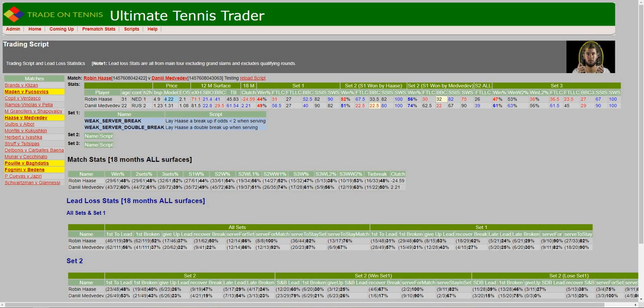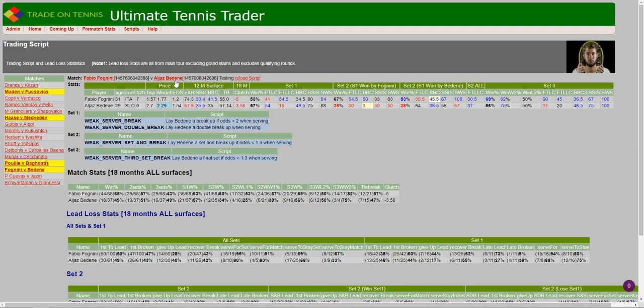Okay, where the matches are highlighted in yellow, there's potential scripts. So if we click on Fognini and Badin, say, yes, we look at the stats. The expected hold there is in red. Badin weak, yes, because Fognini is quite strong on return. So the software is suggesting to lay Badin a break up in set 1 and lay Badin a double break up again in set 2 and set 3. So it's basically telling you to take on the weak server. It's just giving you a nudge.